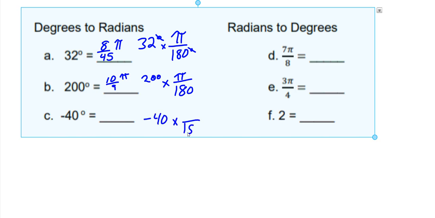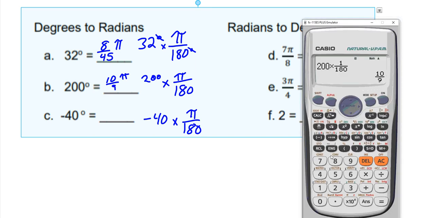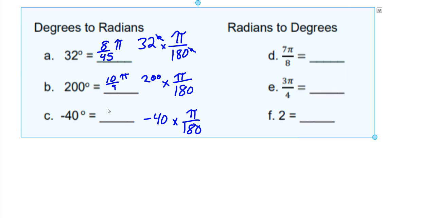Again, if you're using Desmos, so not a Casio, just do negative 40 times 1 over 180. Granted, you could just be dividing by 180, but I'm just trying to emphasize the fact that this should be a pi, but we're putting 1 as a placeholder. We get negative 2/9, so negative 2/9 pi.